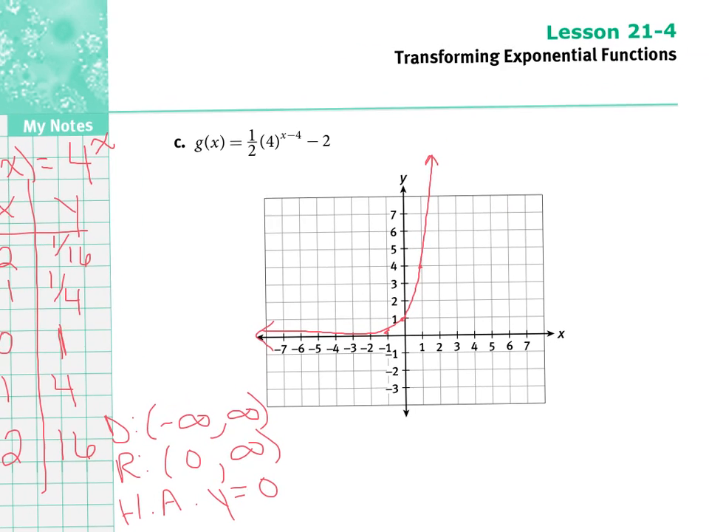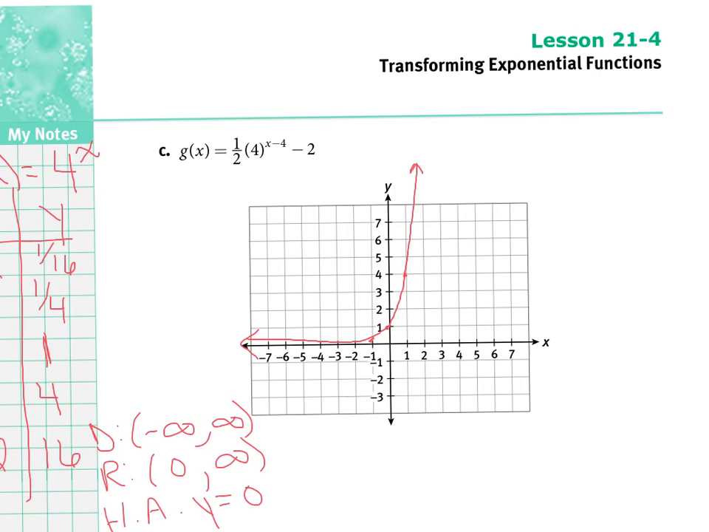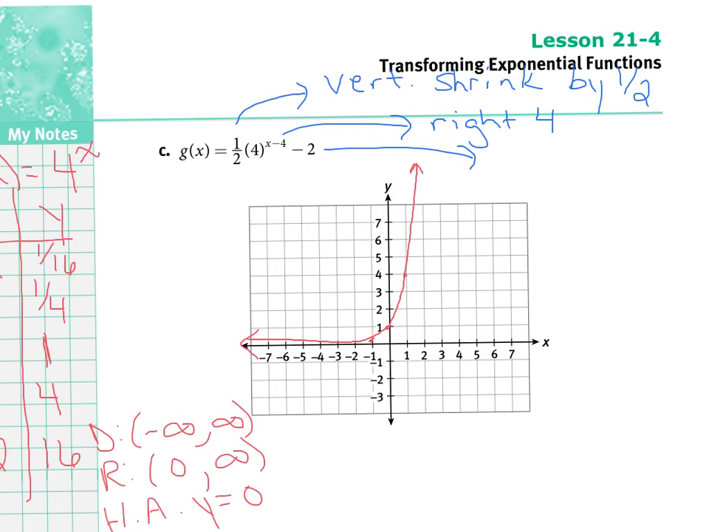Now let's take and break down this new one. The 1/2. Maybe I was thinking ahead on that last example. This is a vertical shrink by 1/2. So on this one, I'm taking half of all the y values. I must have been thinking ahead. The x minus 4 is going to move me right 4, and the negative 2 at the end is going to move me down 2.